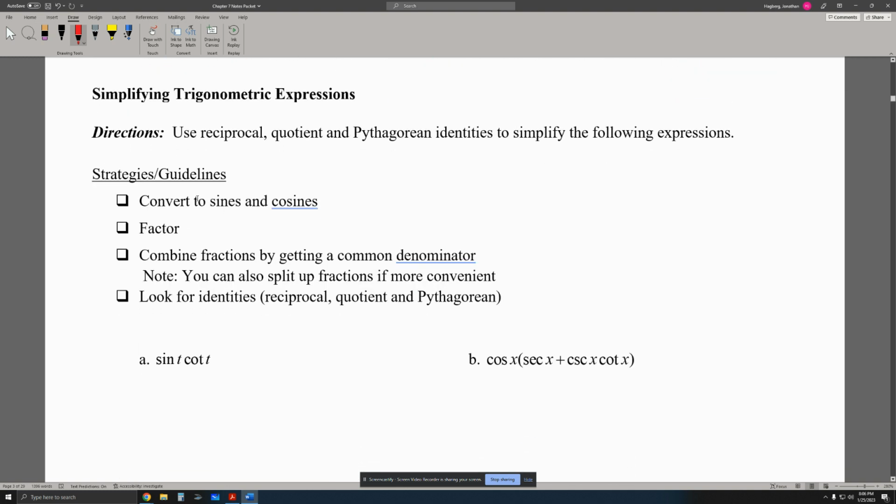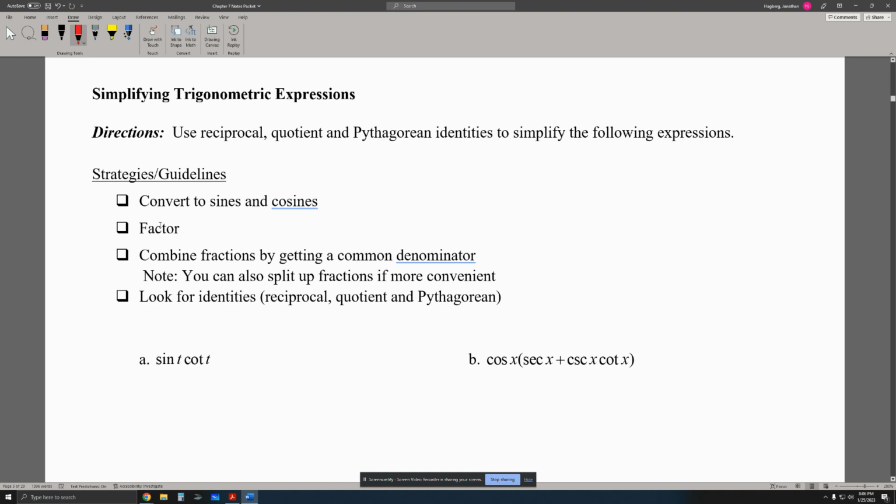Okay, so this brings us to simplifying trigonometric expressions. So we're going to have these expressions, and we're going to have to simplify them using our identities, be it the reciprocal property, the quotient property, or the Pythagorean identities. Some strategies for these is we want to convert things to sine and cosine. So like anytime we have secant, cosecant, tangent, or cotangent, we can rewrite them in terms of sine and cosine. Often we'll find that it'll cancel out some quantities.